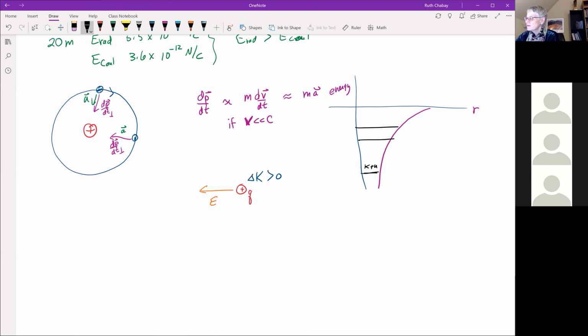And what happens is that when an atom like this, a hydrogen atom, is in its ground state, there's no lower state for it to go to. So there's no way for it to radiate and lose energy and drop to a lower energy level, because there's no lower energy level to go to. And so in fact, an atom is actually stable and the electron doesn't radiate away all of its energy.